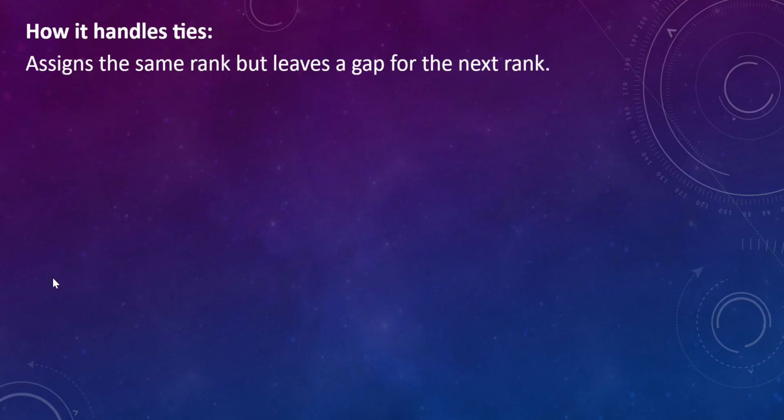Now, how does it handle ties? This is a very important part, and this is where the difference between the rank function, dense rank, and row number comes in.